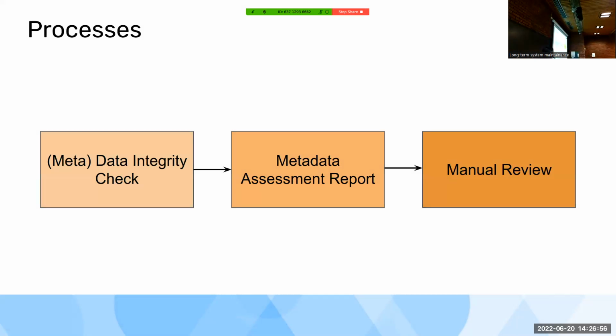So we have a couple of processes that we've introduced, okay? One is the data integrity check, as it's called. Put metadata in brackets here, okay? The other is the metadata assessment report, and Jason's going to introduce that. It's a new tool that he's helped us to produce. And the other is a manual review, okay? So we do have some tools to help, but for some things, especially when it comes to policies, procedures, things like naming maybe, okay? Some human intervention is required to really check this and make sure it's correct.